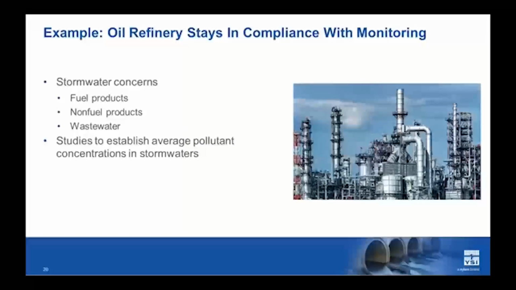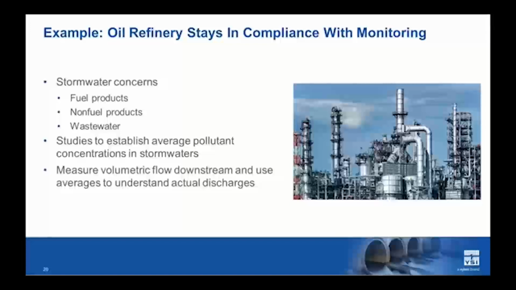So what they do is they establish an average pollutant concentration in stormwater. During a number of stormwater events, they actually collect samples in catchments that surround the refinery to try to understand on average how many of these pollutants they might discharge. The problem is that doesn't necessarily tell you how much of those pollutants are going to reach a river.